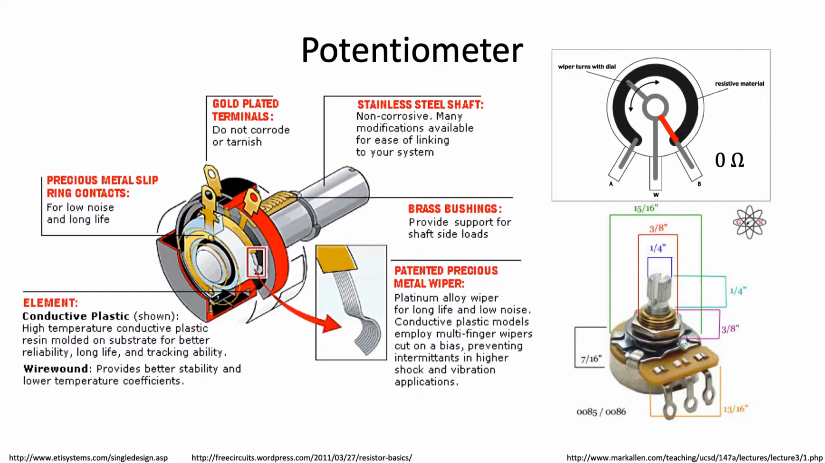If the shaft is turned such that the wiper is anywhere between A and B, there should be some finite value of resistance less than the resistance between terminals A and B. The sum of the resistances between A and W and W and B is the same as the resistance between terminals A and B, which should be quite obvious.